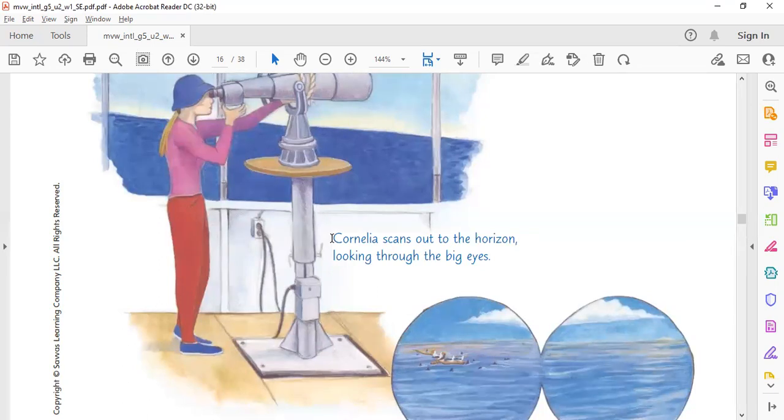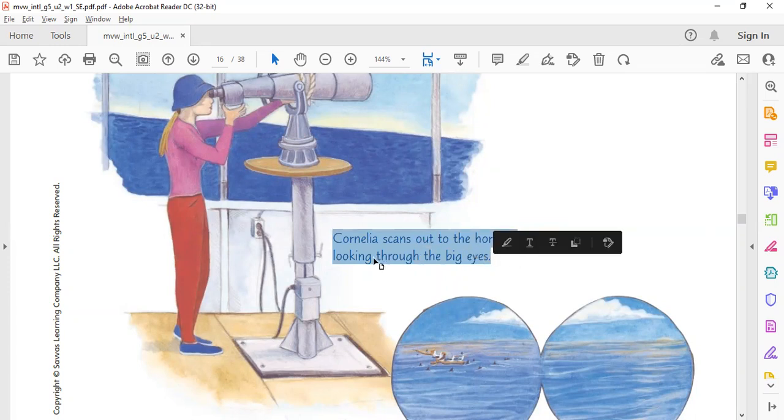To see writing, they see through it. Very good. So they scan the horizon looking through the big eyes. So the big eyes is used for scanning. And someone asked me, Mister, why is it connected to electricity?